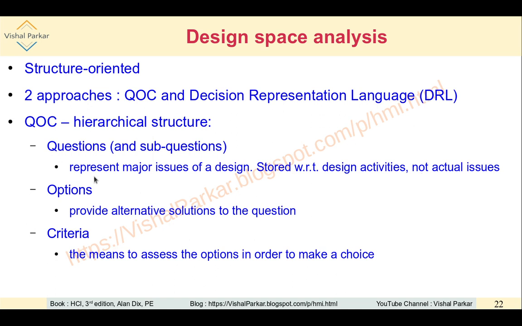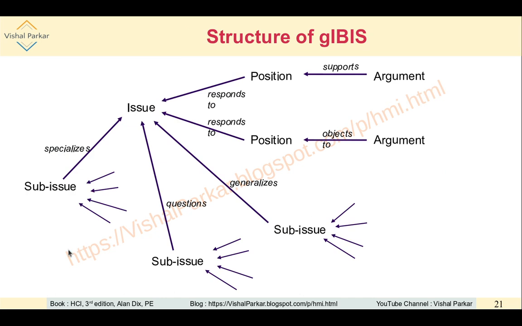Next are the options, which provide alternative solutions to the questions. So in Gibbs there were issues and positions. Here there are questions and options. In Gibbs, in addition to issues and position, there were arguments for each of the positions.